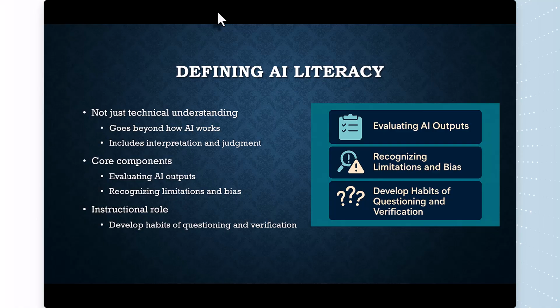In defining AI literacy, it's not just technical understanding. It goes beyond how AI works. It includes interpretation and judgment of what we get from AI. The core components include evaluating the AI output. That's important to help teach our students. And recognizing the limitations and bias. Our instructional role includes developing habits of questioning and verifying that output.